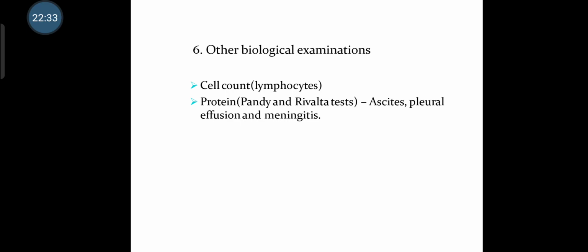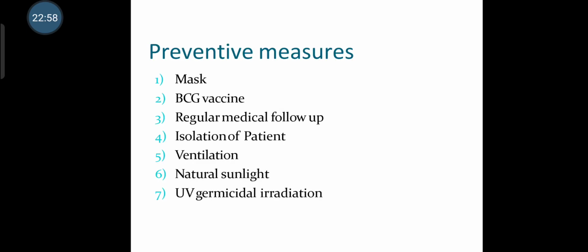Other biological examinations include cell count, that is lymphocyte count, and protein count, that is to check for ascites, that is accumulation of fluid in the abdominal cavity, pleural effusion, that is the accumulation of fluid in the pleural cavity, and meningitis. So these other signs and symptoms are also seen along with tuberculosis.